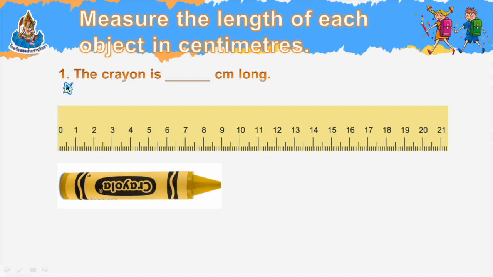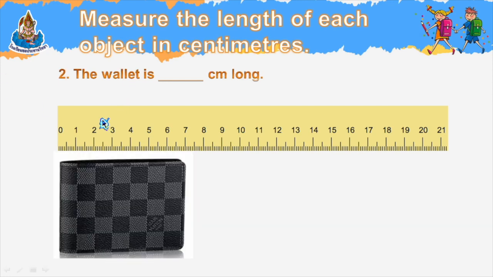Number 1. Look at this. What's the measurement of this crayon? The crayon is blank centimeters long. How long is this crayon? So you need to write your answer in your notebook, because we don't have this in your worksheet, it's here only in this PowerPoint. That's for number 1.